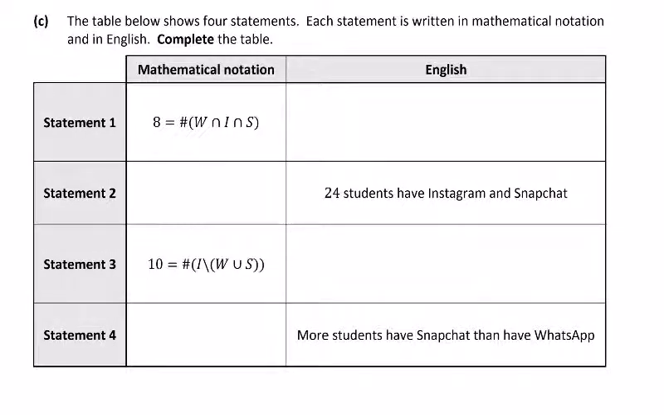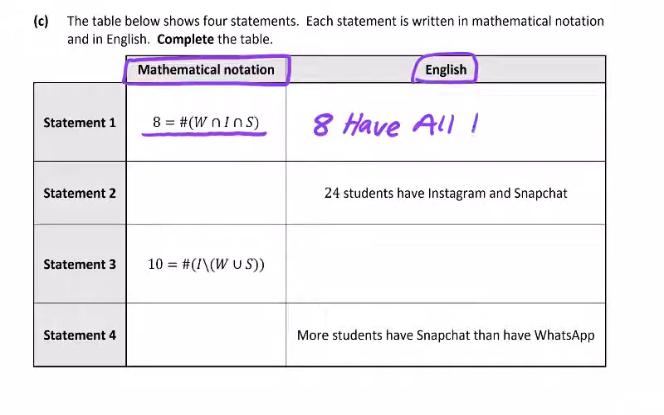So they love these tables in the junior cert with statements about sets. You're asked to write in English or in mathematical notation. So again, take your time. 8 is the number of elements in W intersection I intersection S. I would just write 8 have all three. Some of them will be easier than others. Anything else jump out?